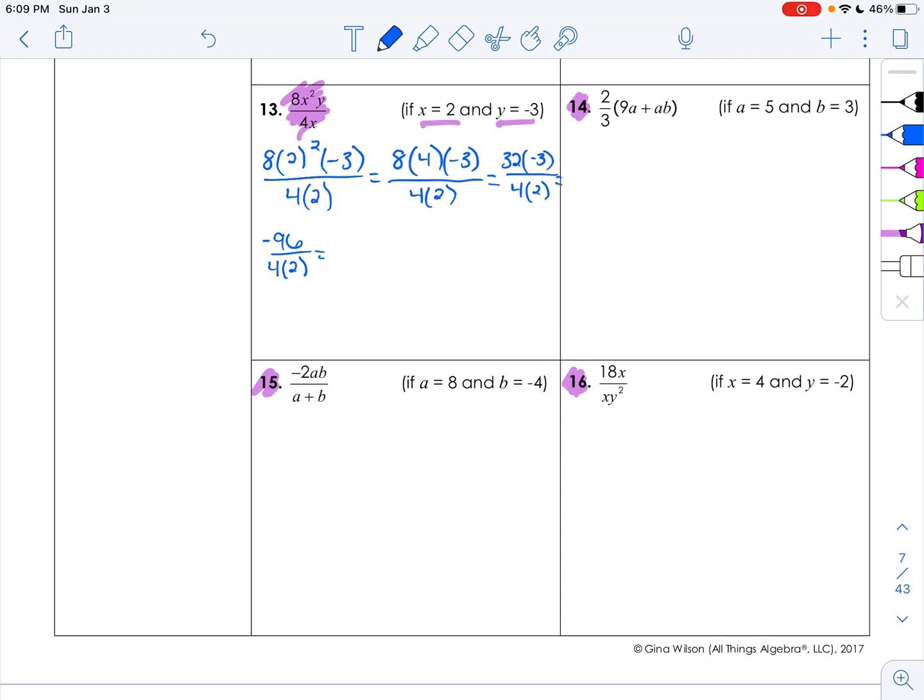And now that our numerator is simplified to negative 96, we can multiply our denominator. 4 times 2 is 8. And then once our numerator and denominator are simplified, we divide that out, remembering that a negative divided by a positive is a negative, and then 96 divided by 8 is 12. So this problem simplified is negative 12. Go ahead and complete all of the highlighted problems from this video, and remember that you should not be using a calculator, but you may use the side of your paper or a scratch sheet of paper.